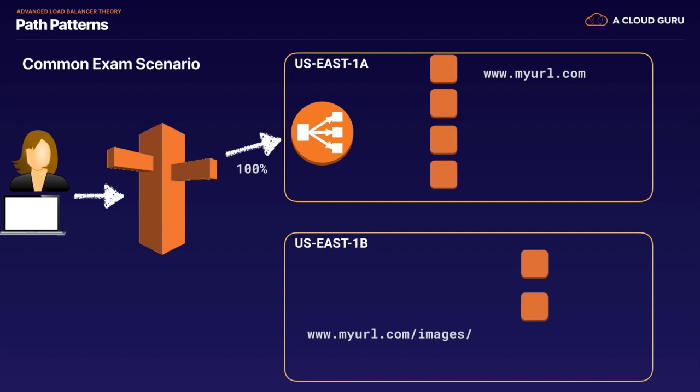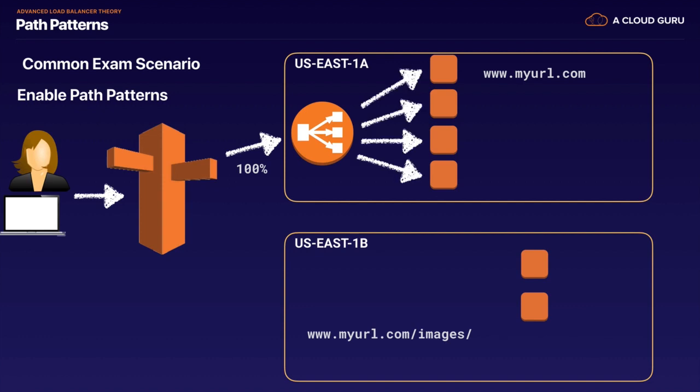www.myurl.com. But what you want to do is configure it so that traffic that is going to myurl.com/images is going to go over to your media EC2 instances, which is in a separate availability zone. So in order to do this, all you need to do is go and enable path patterns. That will then send just the normal path myurl.com to your 4 EC2 instances, which may just be web servers, but all the image traffic will go to a separate availability zone whenever you're requesting www.myurl.com/images. So that's all path patterns are.